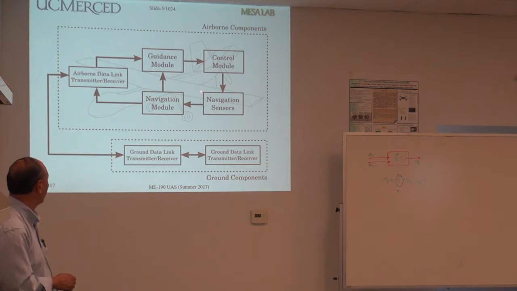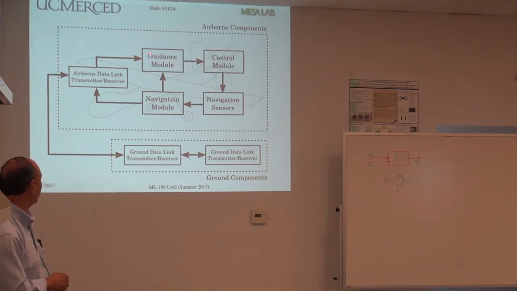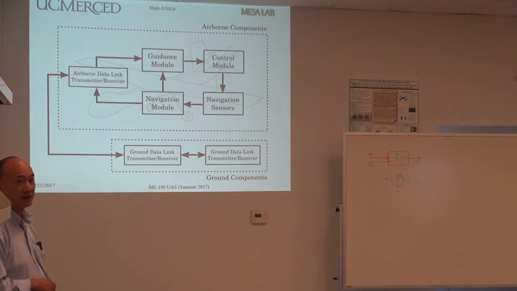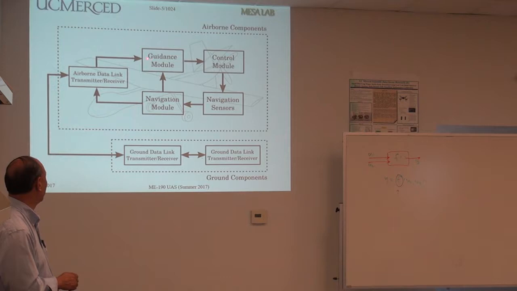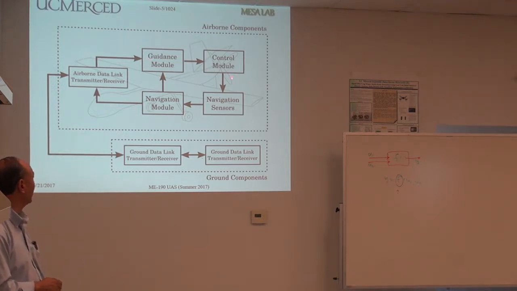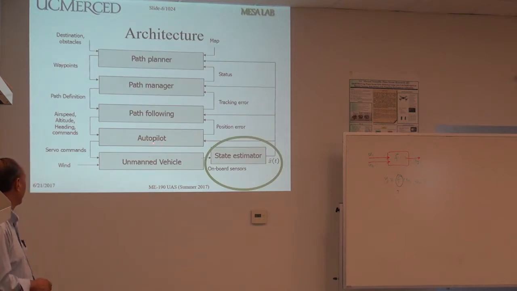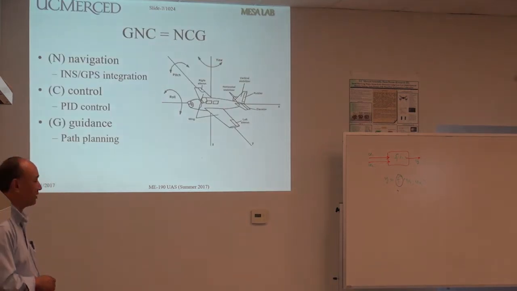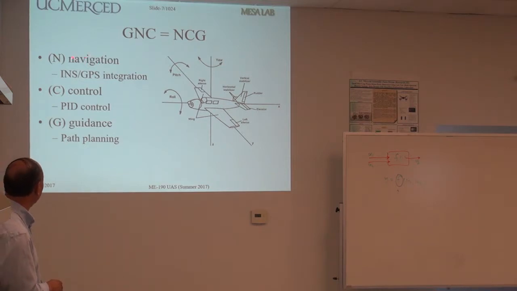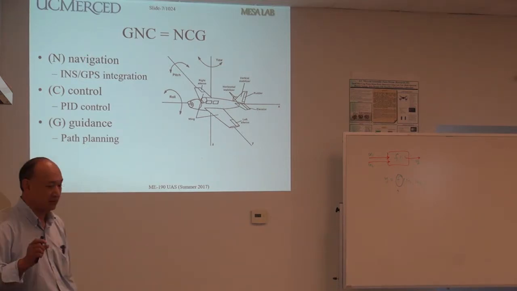We need to understand this from the GNC point of view: guidance, navigation, and control. But I said it should be NCG. This is inner, this is intermediate. This is control, this is navigate, and this is guidance. Don't you see that? So GNC should be NCG. The first is navigate.